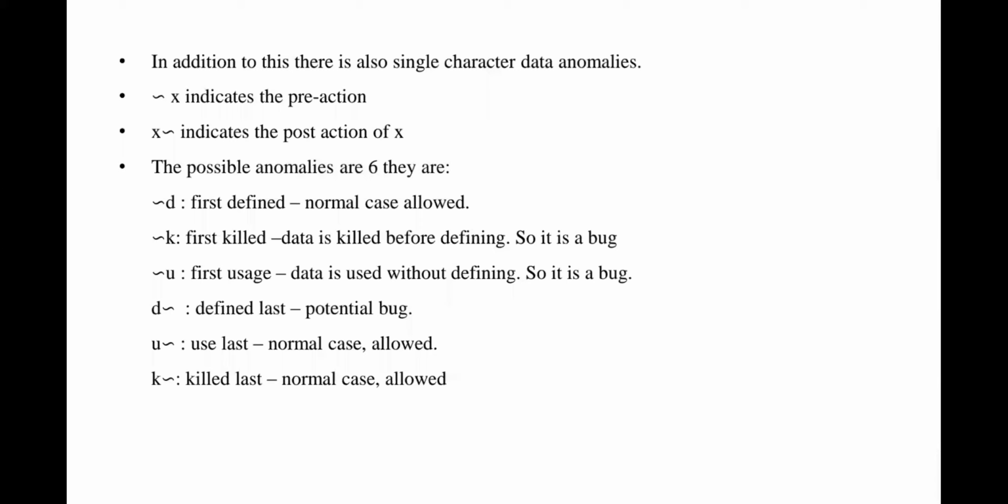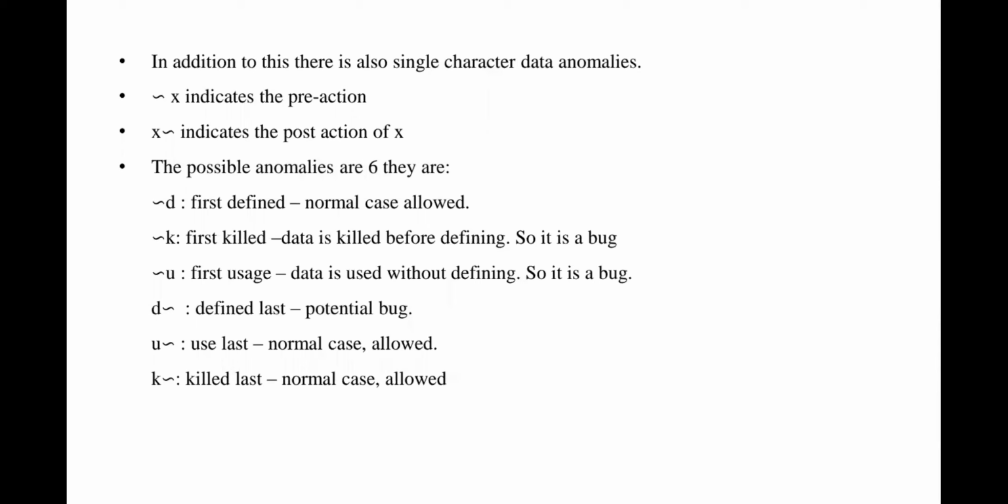Wherever you place the negation represents the action that is performed by that object. When you are performing a pre-action, you need to mention negation X. When you are doing a post-action, you have to go for X negation. Okay. X is nothing but a data object. So here we have 6 possible anomalies for single character anomalies.